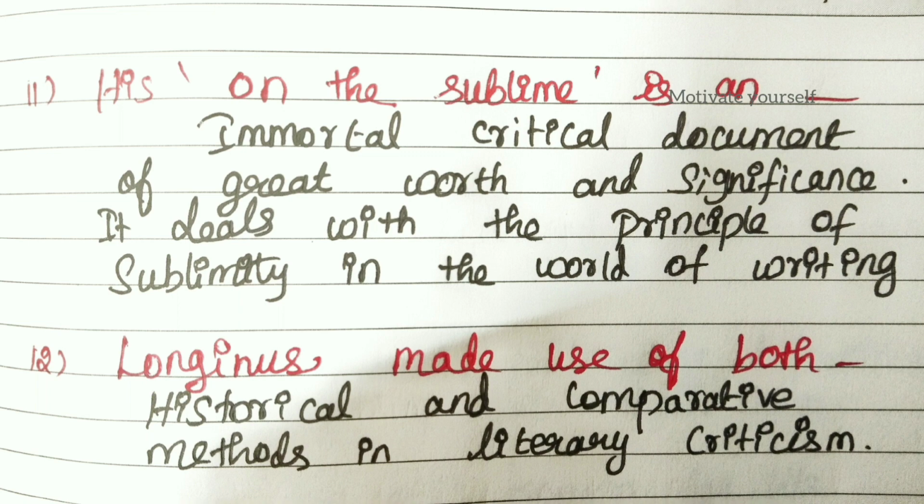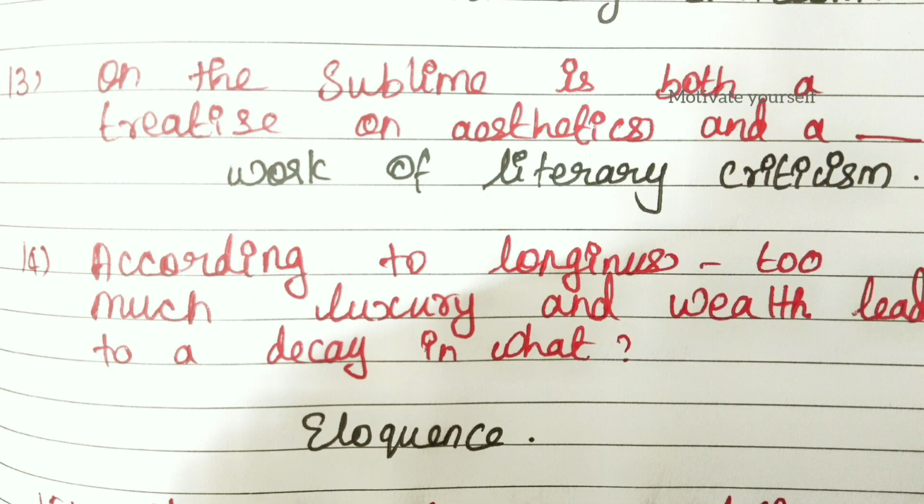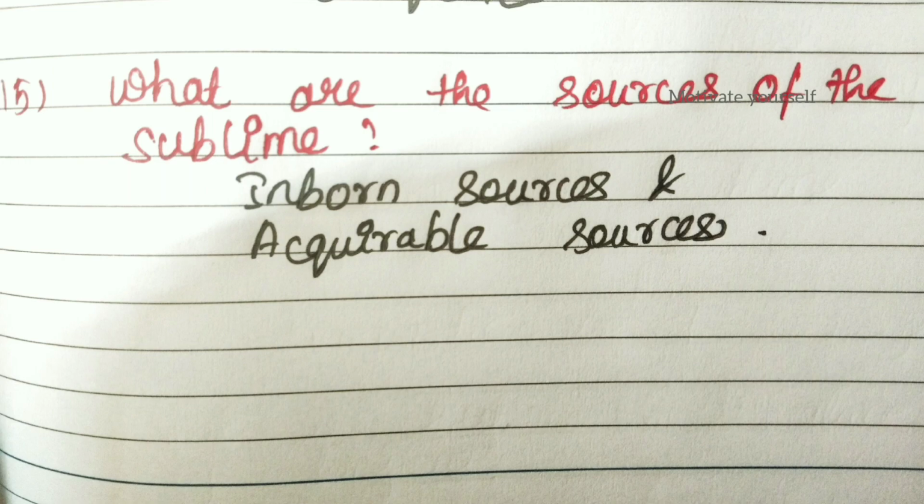12th question. Longinus made use of both the historical and comparative method in literary criticism. 13th question. On the Sublime is both a treatise on aesthetics and a work of literary criticism. 14th question. According to Longinus, too much luxury and wealth lead to a decay in what? Answer. Eloquence. 15th question. What are the sources of sublime?